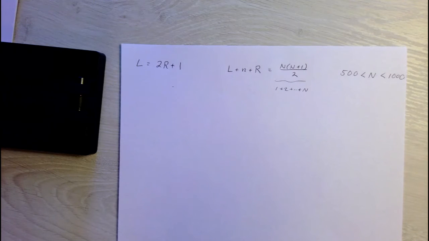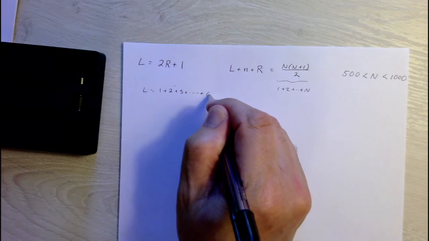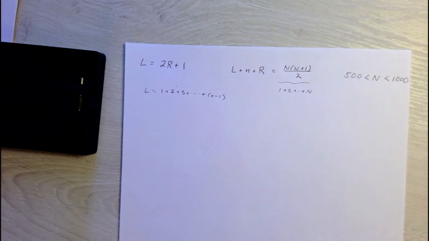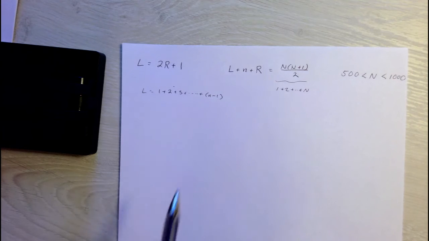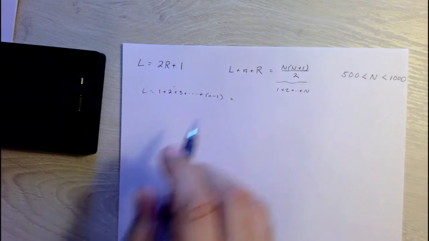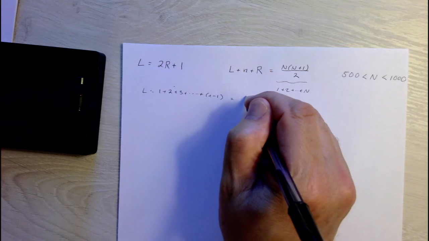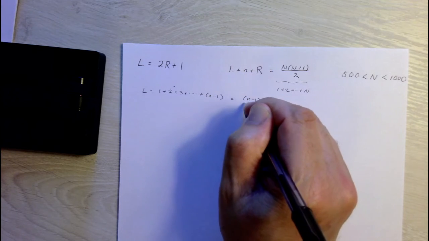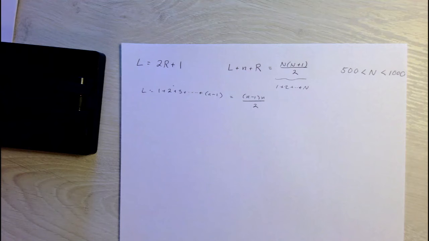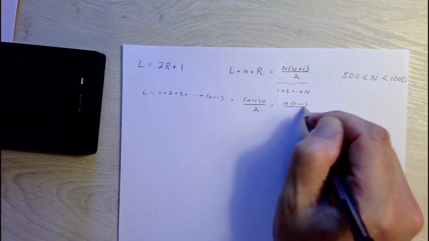So, there's one other thing we haven't used. We know that L, of course, is 1 plus 2 plus 3 plus ... plus little n minus 1. Now this is the sum of the first n minus 1 integers, so we know that is going to be, basically we're just replacing m with n minus 1, n minus 1 times n over 2. Or if we want to rewrite this in another form, we can write it like that.